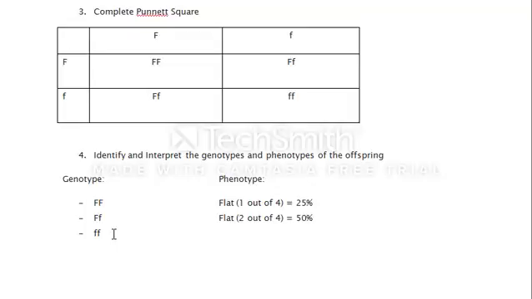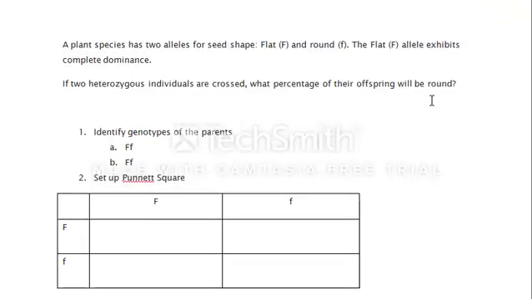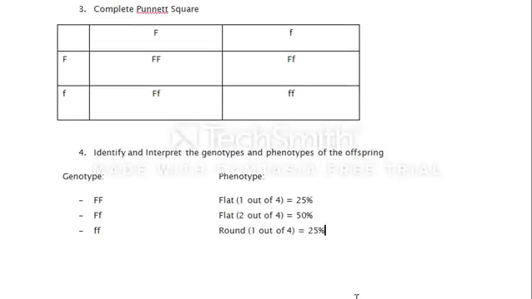has 2 lowercase f's. Therefore, because there are no big F's for flat, the lowercase f, the recessive allele, is allowed to shine through. So this one will have the round phenotype, which is what the question is asking us for. And this one, as we see from above, is 1 out of 4 possible offspring. So the percentage is 25%. So going back to the question, we see they ask what percentage of their offspring will be round. We can now see this and say that our answer would be 25% of the offspring are predicted to be round.